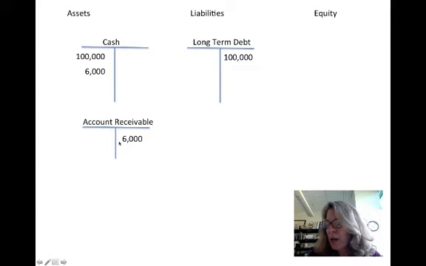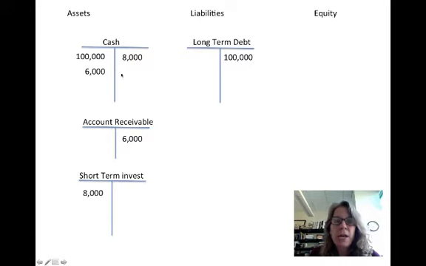The next transaction, the firm purchases 100 shares of Exxon stock for $80 a share. And this is a short-term investment. So what this means is they have a whole bunch of money in cash, and they're saying, well, gosh, that's a lot of money to be sitting here. Maybe we should make an investment with it. So they do. They went ahead and bought Exxon stock. So they had a decrease in the cash account of $8,000 and an increase in short-term investments of $8,000 for the Exxon purchase.